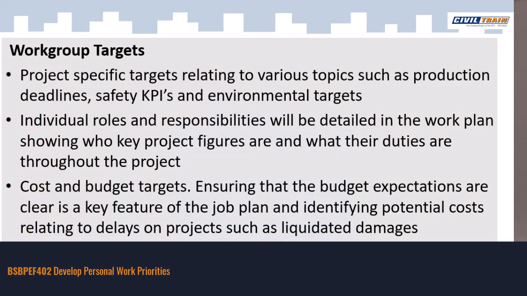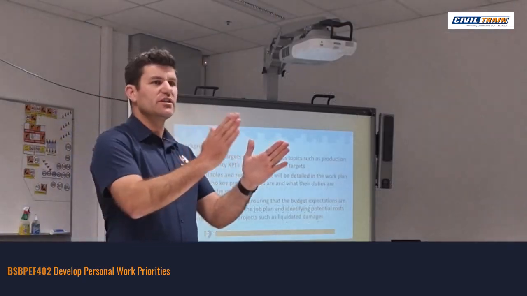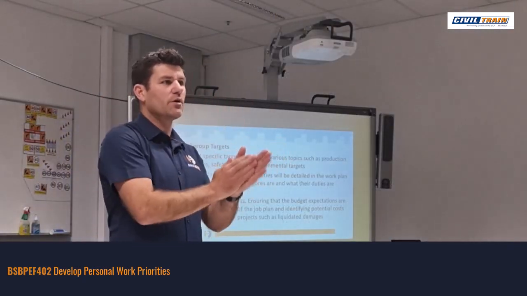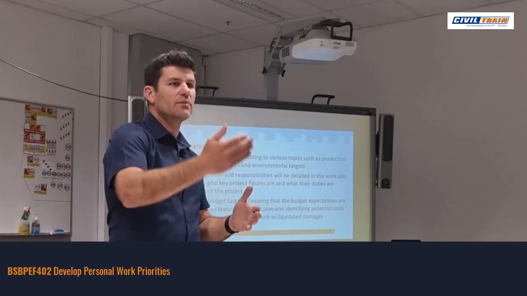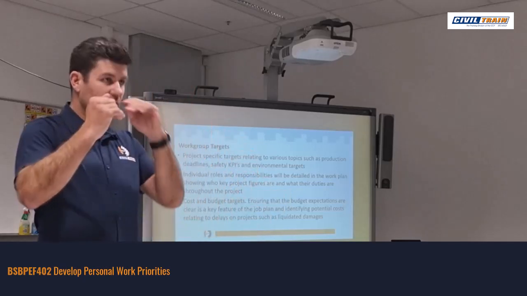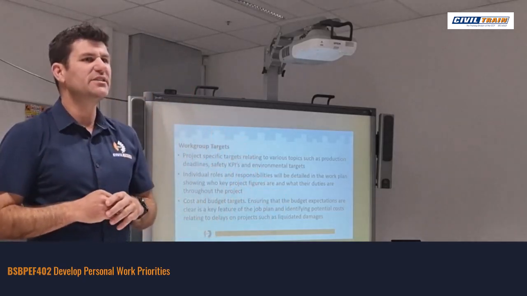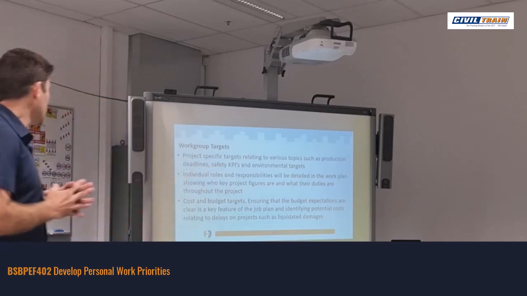All right, our work group targets. So project specific targets relating to various topics such as production, deadlines, we talked a bit about this. Normally with a Gantt chart, you've generally got what's expected. I want up to day 5, I want the mud poured. You've got those key targets, and generally they can be visualised on that chart.